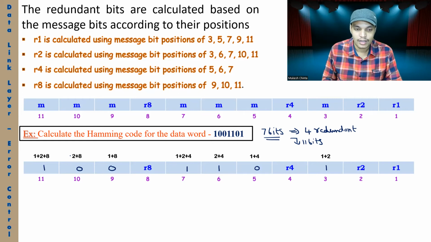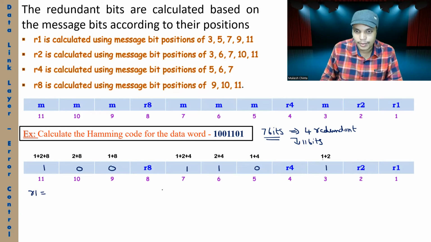So why did I do that? Because now when I start calculating R1, what I can simply do is, whichever bit positions have 1 here, I simply note them down. So 1, exclusive-OR with 1, plus, and there is a 1 here again, 0, plus, and there is another bit position with 1 here. So what is the value?